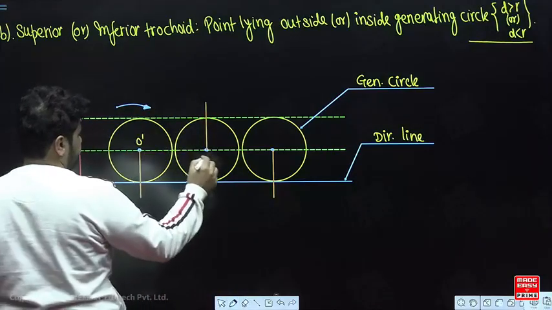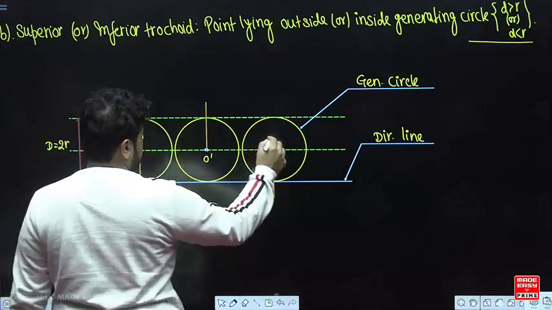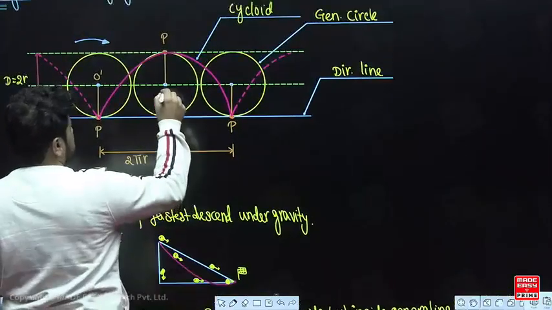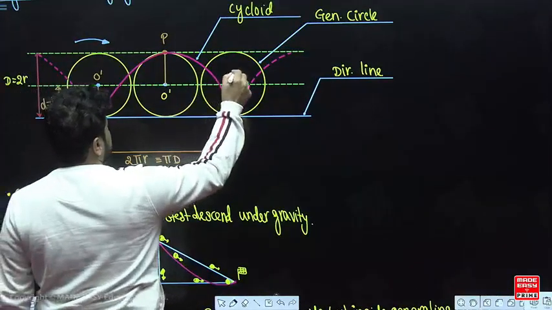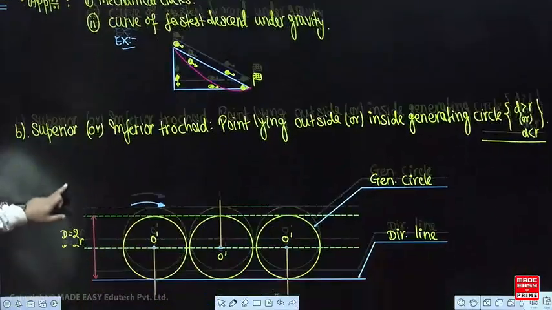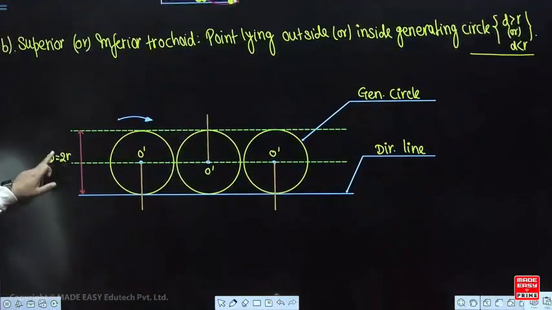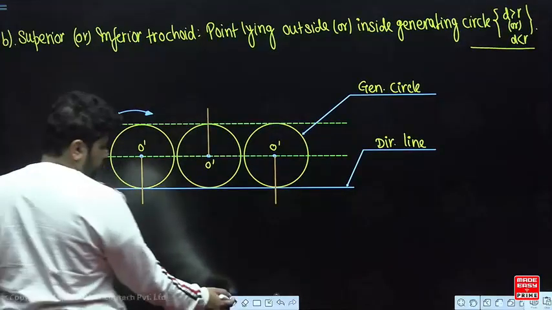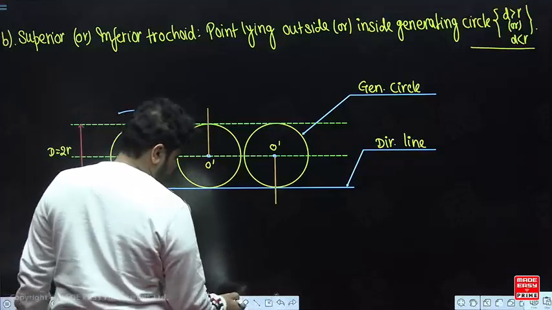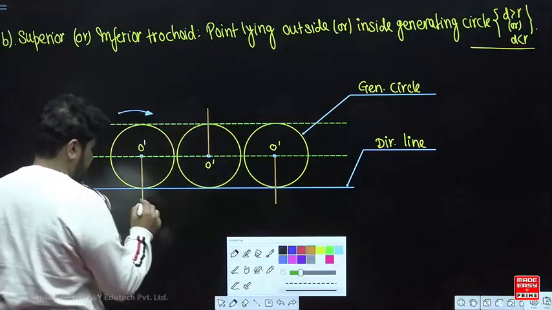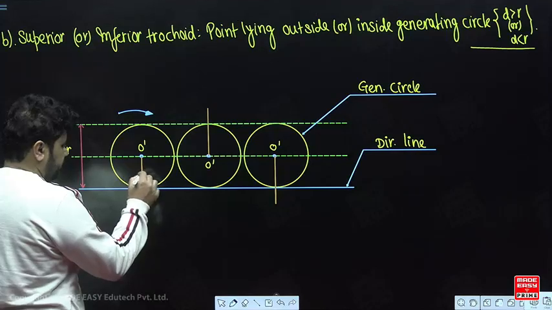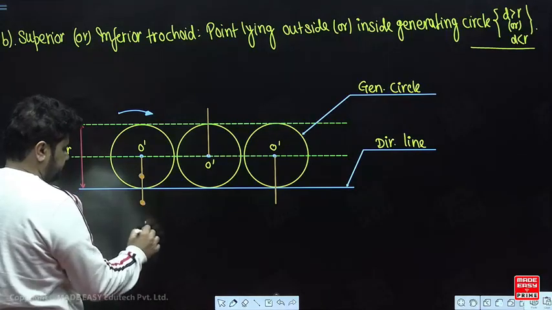This is your O dash, O dash, O dash. This is also center O dash, center is O dash, correct. So center is your O dash. Now see, there are two possibilities of the point. What are the possibilities? The point may lie inside or the point may lie outside. So superior if the point is lying outside, inferior if the point is lying inside.